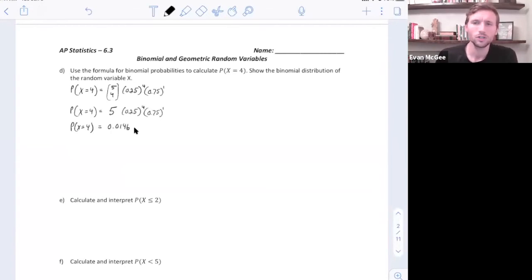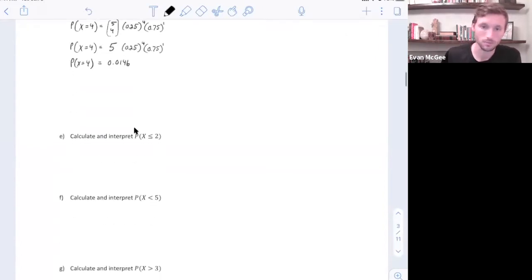I want to show you one other way to calculate binomial probabilities, and this is the easiest way. This is the best way that you should do it for every problem that you come across, and I have on the bottom of the notes the formula for how to do this.